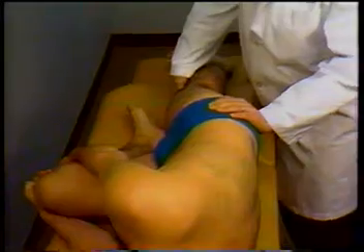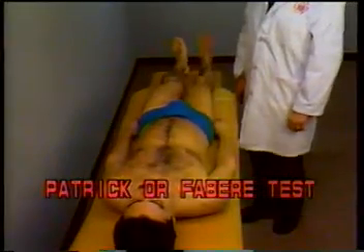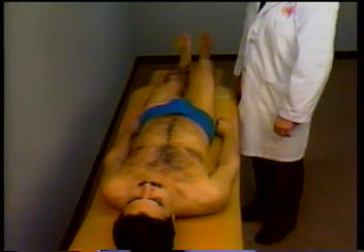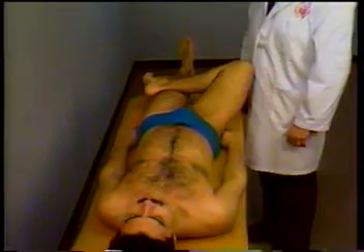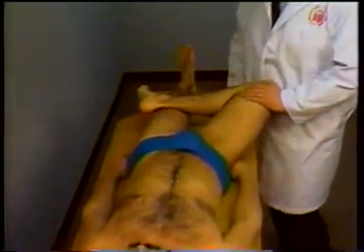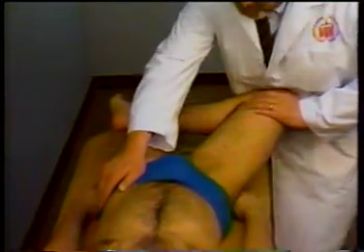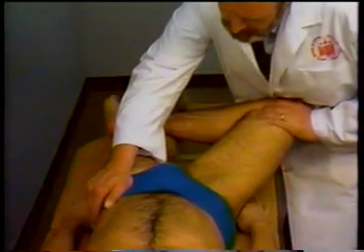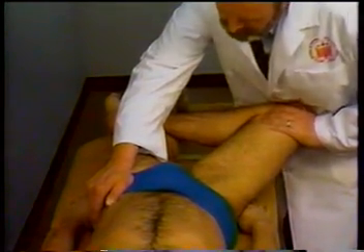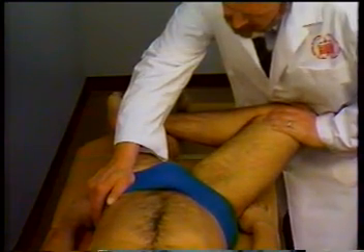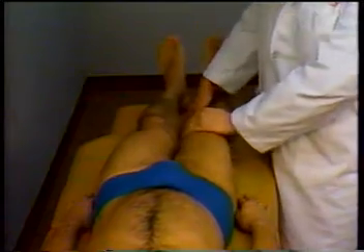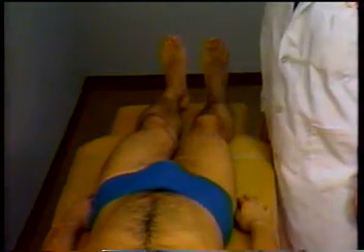Patrick or FABER test. The patient lies supine and places the foot of the involved side on the opposite knee. Now abduct and externally rotate the leg while stabilizing the opposite pelvic crest. At the extreme of passive motion, push down on the knee and opposite pelvic crest, and note if pain is elicited. Obviously, hip pathology could well interfere with this test.